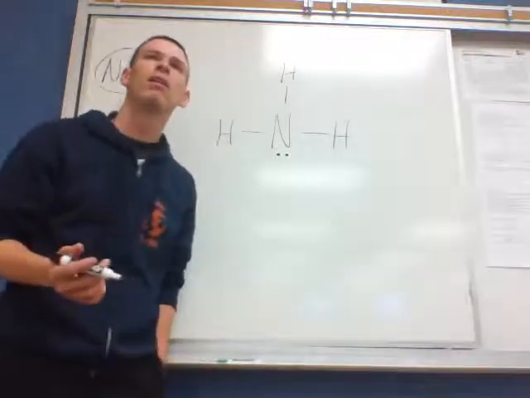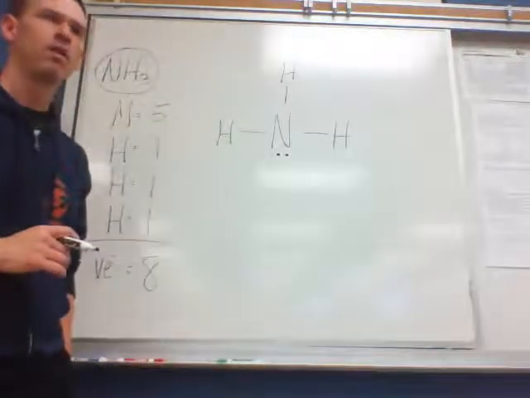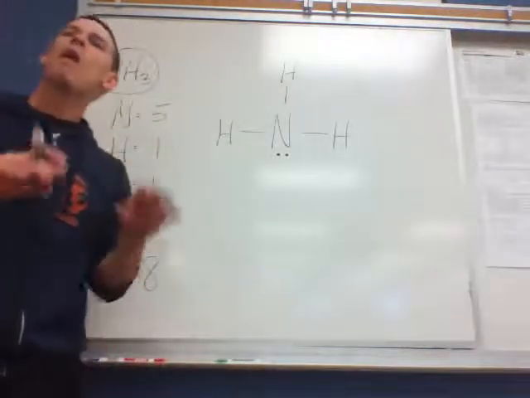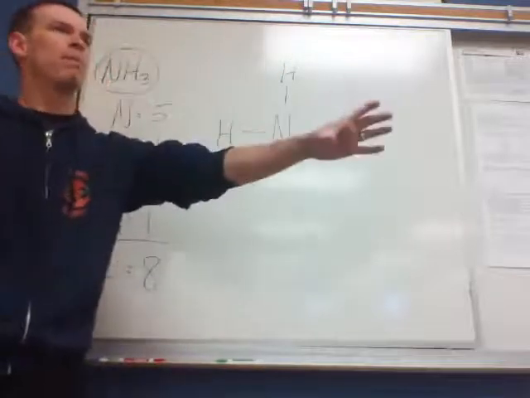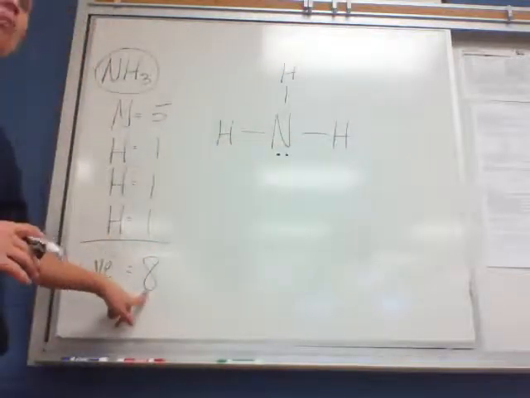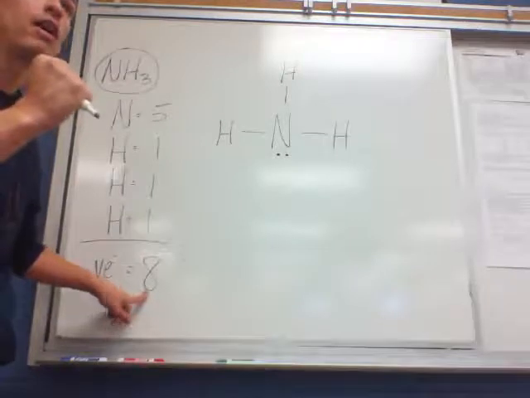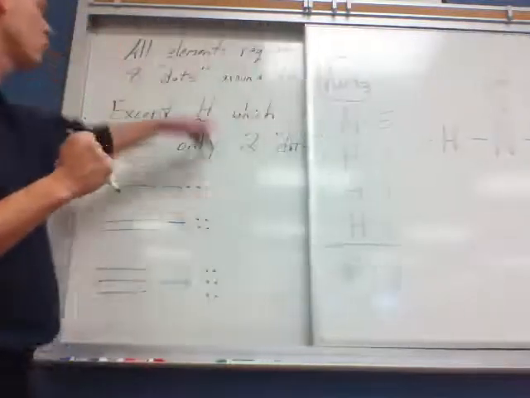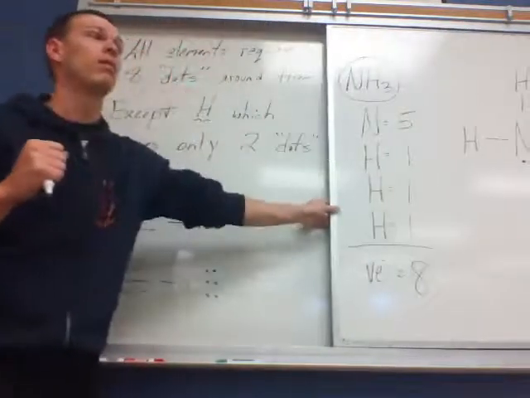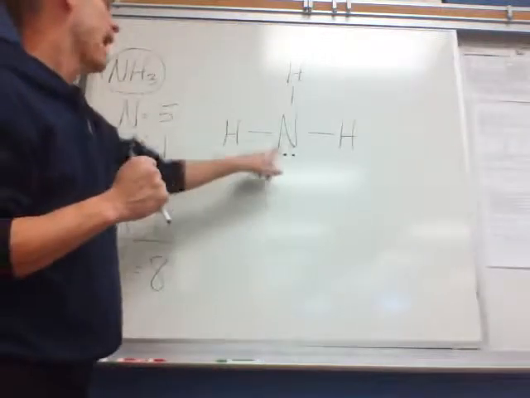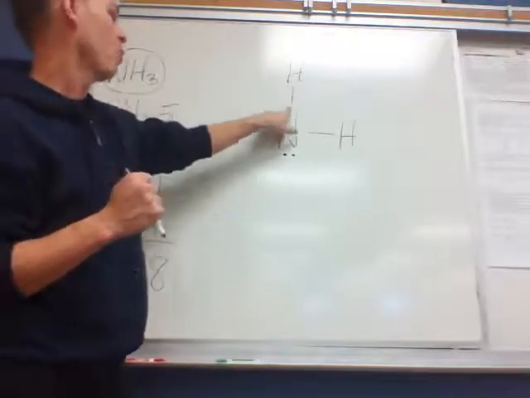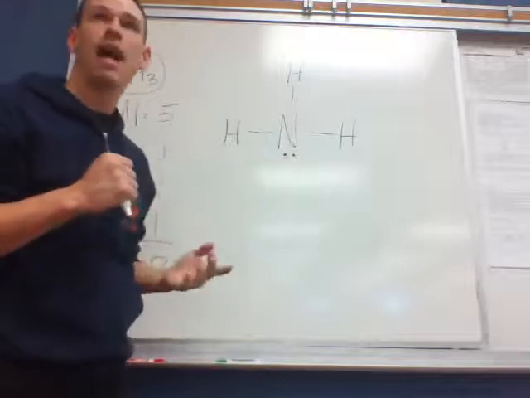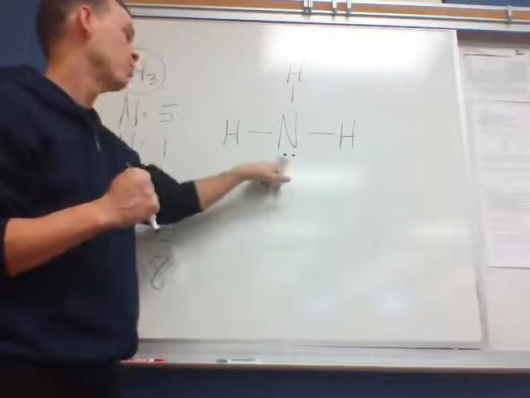That's called a lone pair. But now I've satisfied both parts of the puzzle. I've drawn the total number of dots I have to draw, and I made both of these rules totally happy. Nitrogen's now surrounded by 2, 4, 6, 8 dots. That's a lone pair.